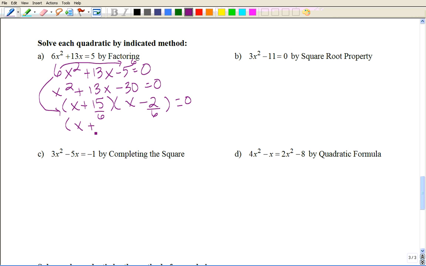So we get x plus 15 over 6 reduces to 5 over 2. So if we divide both of these by 3, 15 divided by 3 is 5, 6 divided by 3 is 2. And then 2 over 6 reduces to 1/3. So that means that we will get x equal to negative 5/2 and x equal to positive 1/3.